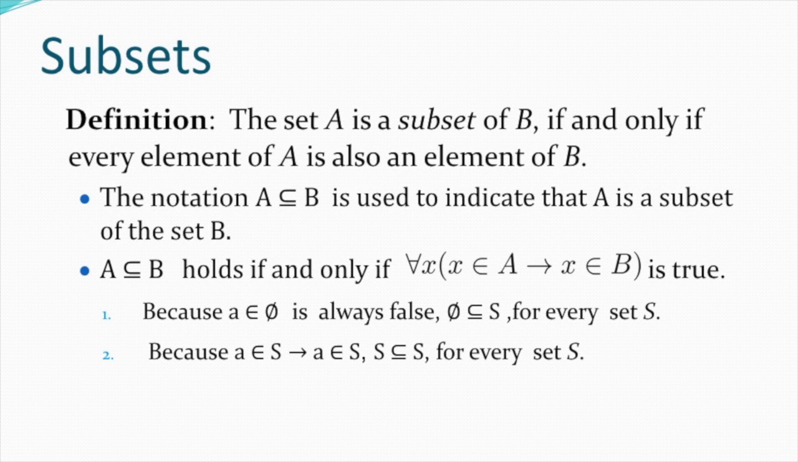Because an element like small a belonging to the empty set phi is always false, phi is also a subset of big S for every set S. And this is what we say: the empty set is a subset of every other set. Also, if A belongs to capital S, then A belongs to S, so S is a subset of S. The same set could be a subset of itself for every set S, which satisfies the condition. We satisfy the first part, which is if-then.